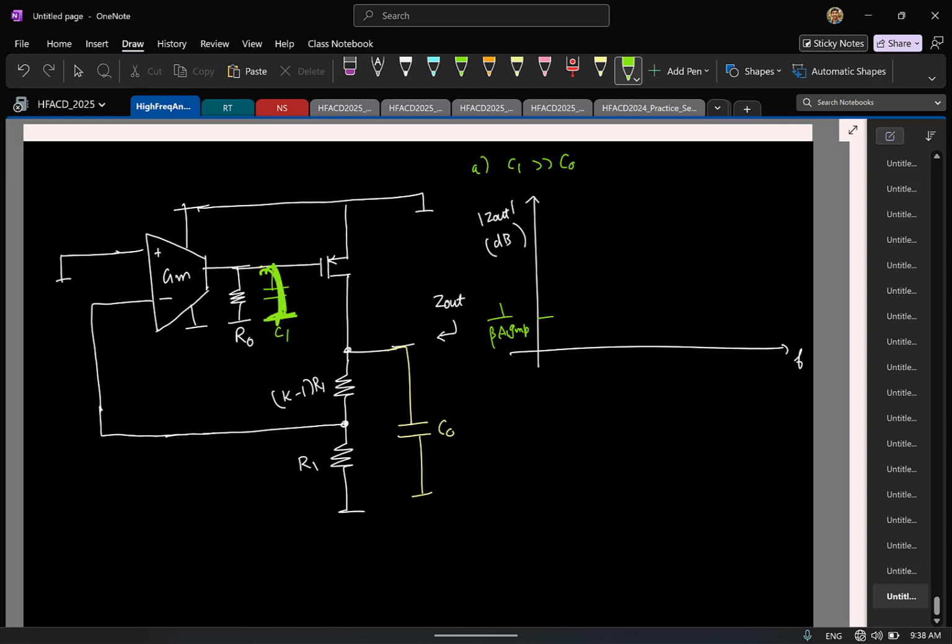Now if C1 is completely short, what is the output impedance now? Yeah, we already computed. This is R0 of the PMOS parallel to KR1, and that's a large number, so somewhere here. So you'll essentially get something like this. Again, an inductive behavior, we already knew this, correct?